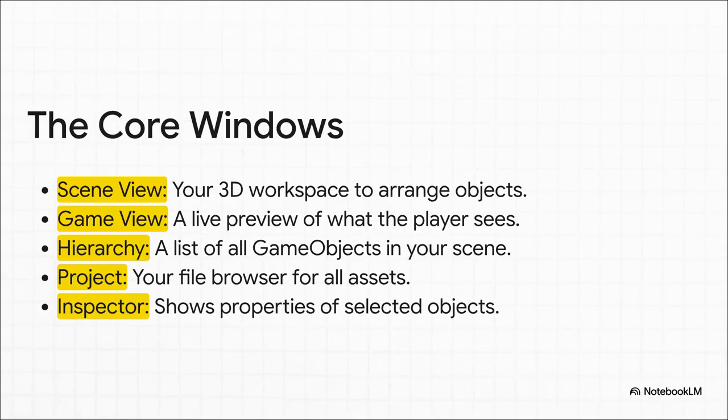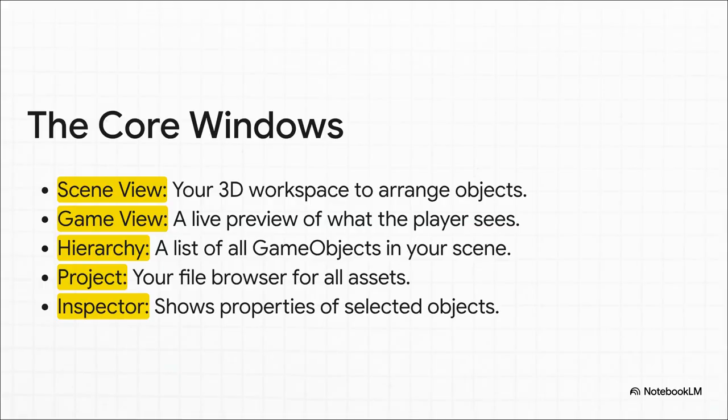These 5 windows right here are basically your command center. You'll build your level visually in the scene view, kind of like you're playing with digital Legos. Then you can peek through the camera in the game view to see exactly what the player will see. The hierarchy is just a neat list of every single game object in your scene. Down in the project window, that's where all your files live, your art, your sounds, and your code. And the inspector, that's the most important one. You click on any object and bam, the inspector shows you all of its components and settings, ready for you to play with.